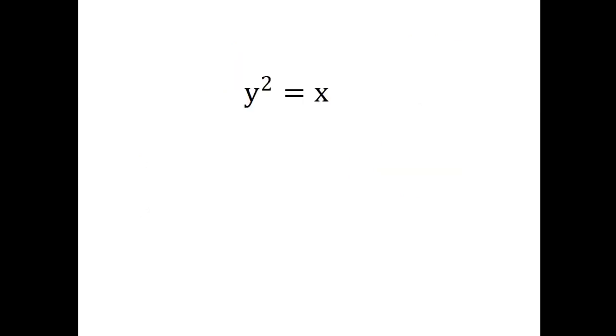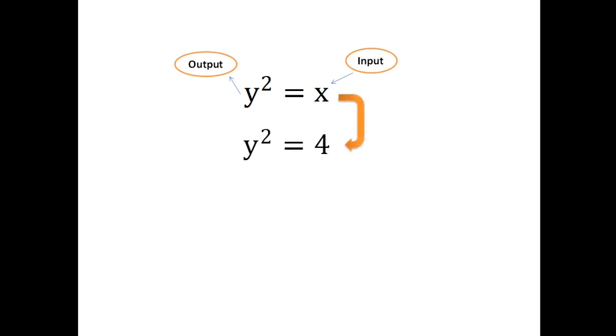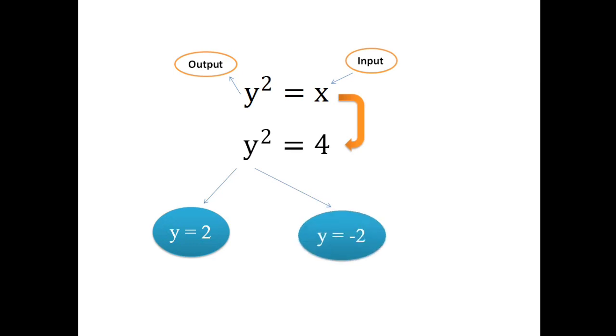In another case, if y squared equals x, the x variable in this equation will be our set of inputs, and the y variable will be our set of outputs. If we input an x value of 4, then y equals 2 and y equals minus 2 are both possible solutions to the equation. So in this case, for each value of x that we input into the equation, we get two values of y as the output. Therefore, it's not a function, because a function relates a member of an input set to exactly one member of an output set.